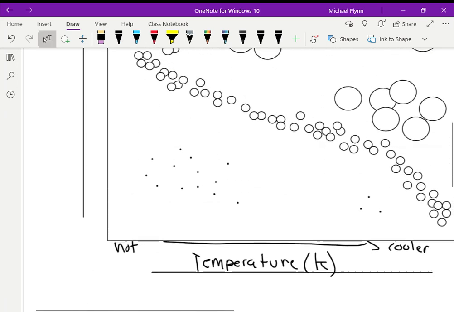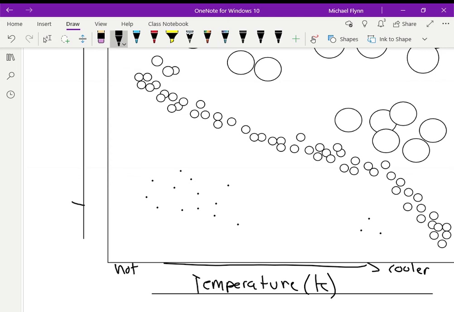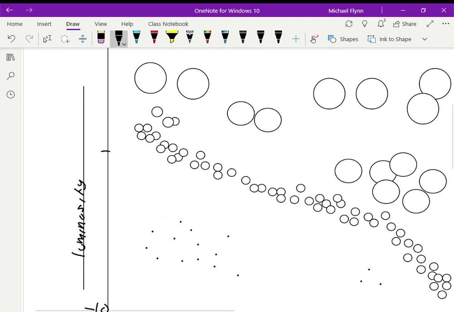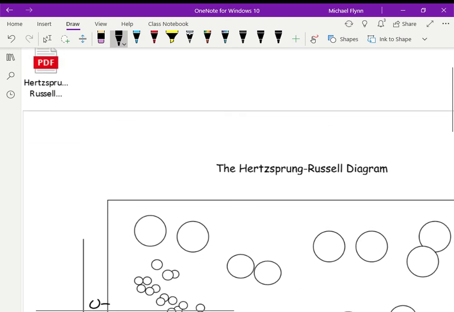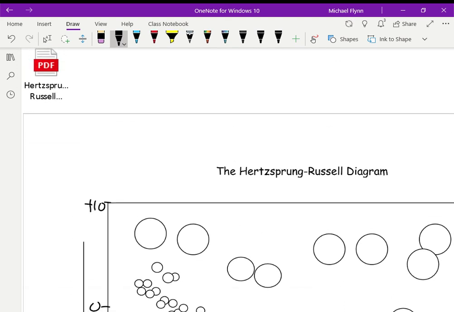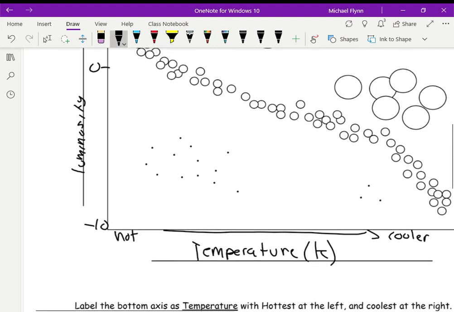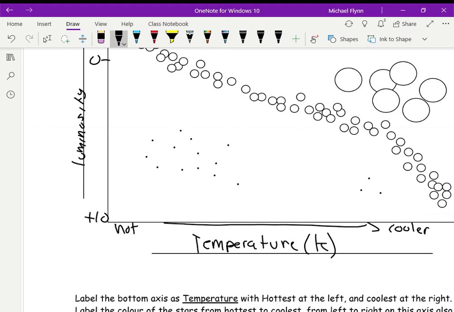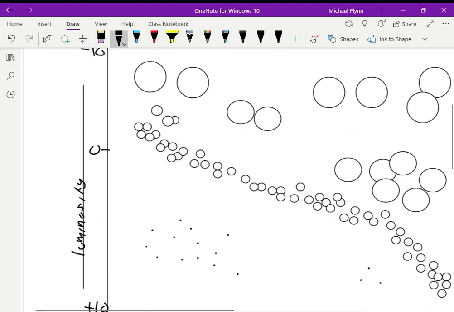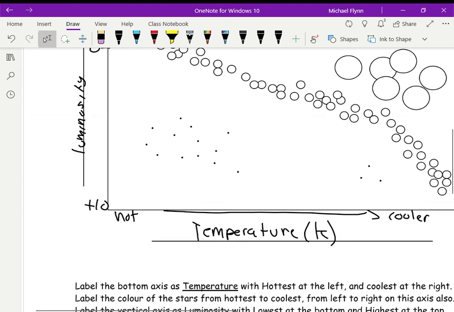Now it says label luminosity. This is your luminosity, which means brightness. This is -10 down here, maybe around 0 here, and then +10 up here. Sorry, I got it backwards. -10 up here, and this one is +10. The negatives are brighter. I keep forgetting. So that's what they want you to do.